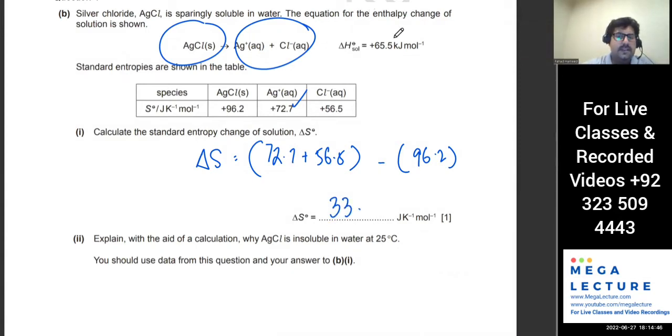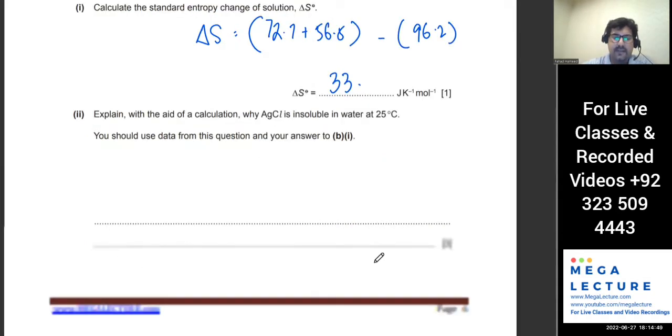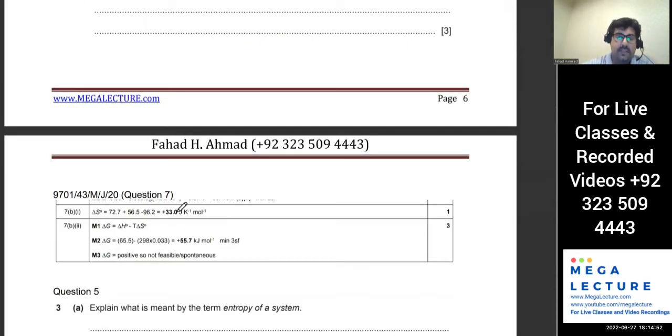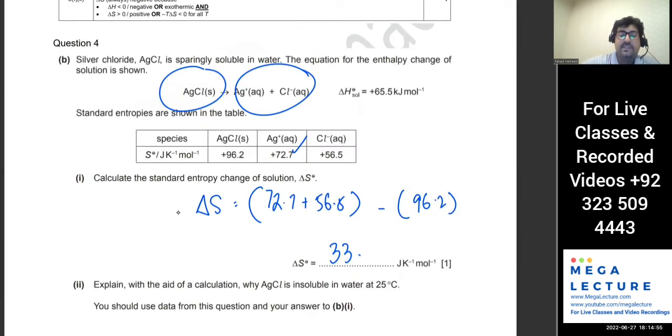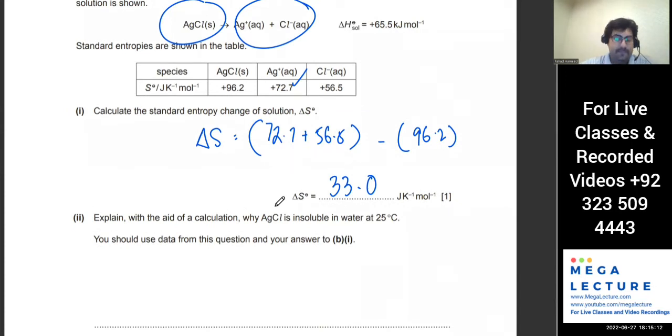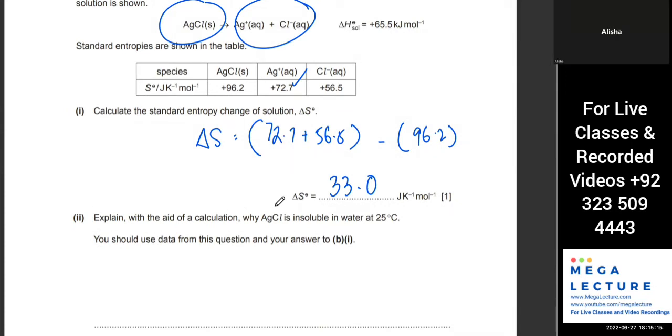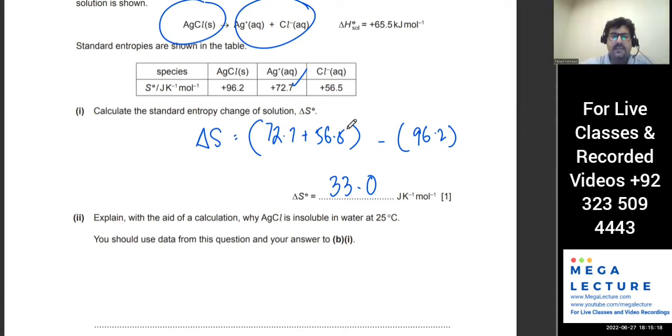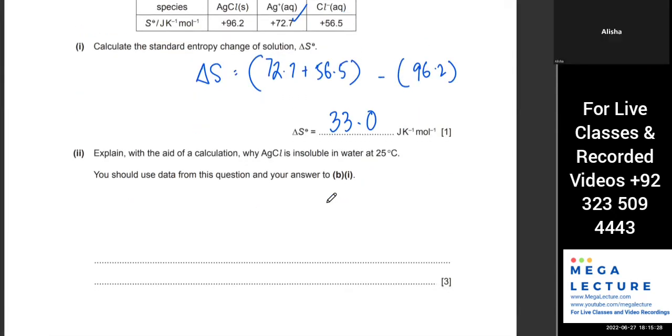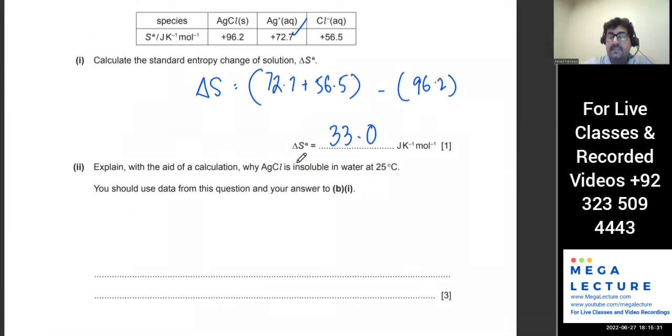Remember, follow the convention that if it's 3 significant figures, your answer should be 3 significant figures. So it's 33.0. Make sure you write that 0. That shows accuracy, that you know that the first decimal is 0. If you just write 33, that just means that you're not sure what this is. It could be 33.1 or 33.2. If you write 0, that means you're sure that it's 0. So now explain with the aid of a calculation. I'm getting 33.3. This is 56.5, so maybe you took it as 58. Oh, yes. Anyway, with the aid of a calculation, why is AgCl insoluble in water?